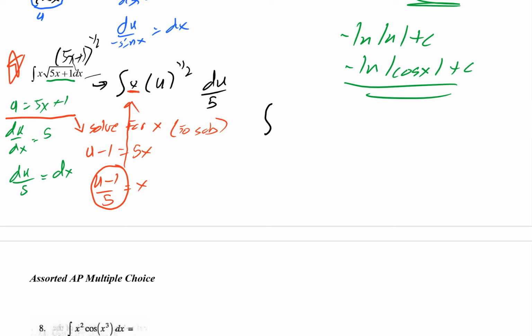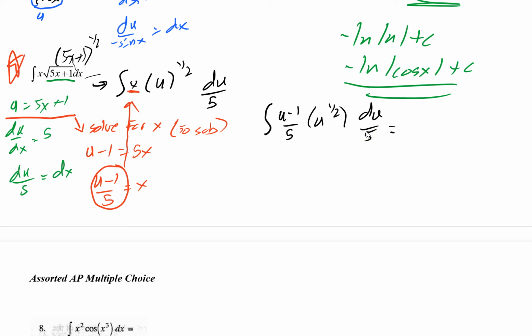Integral, kind of bad. (u - 1)/5 times u to the 1/2, du over 5. I know what you're thinking. That's not much better. It looks bad. It does, but it's actually solvable. That wasn't the case earlier.